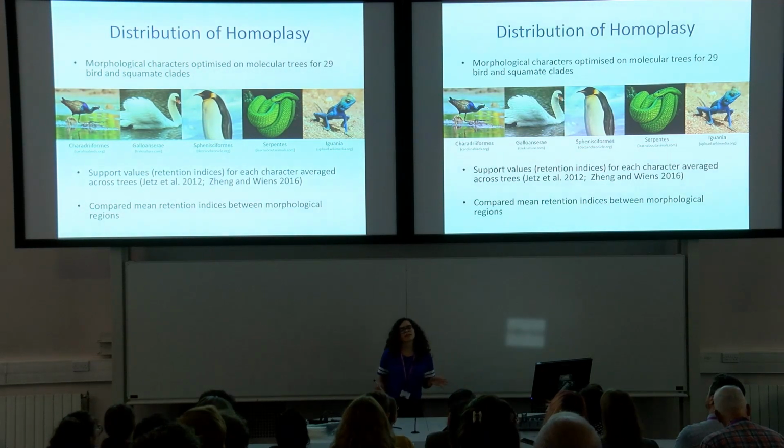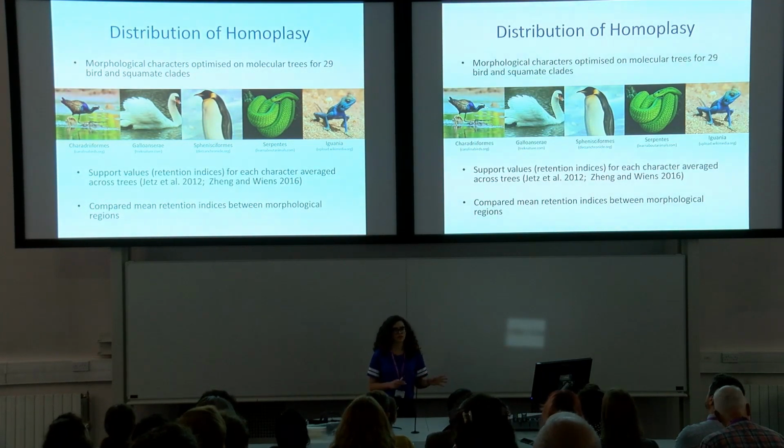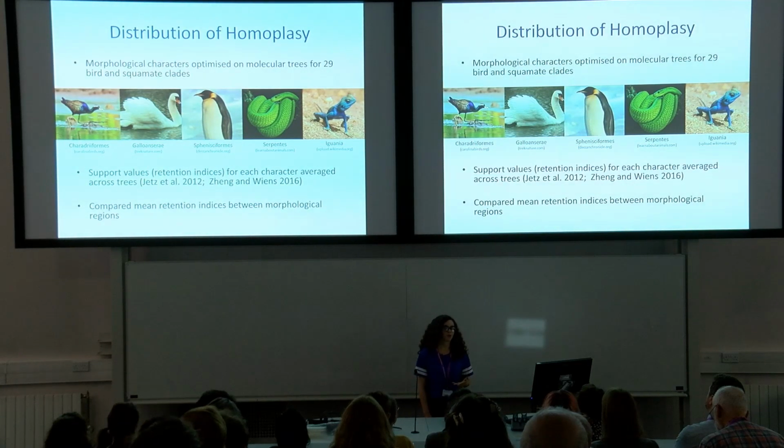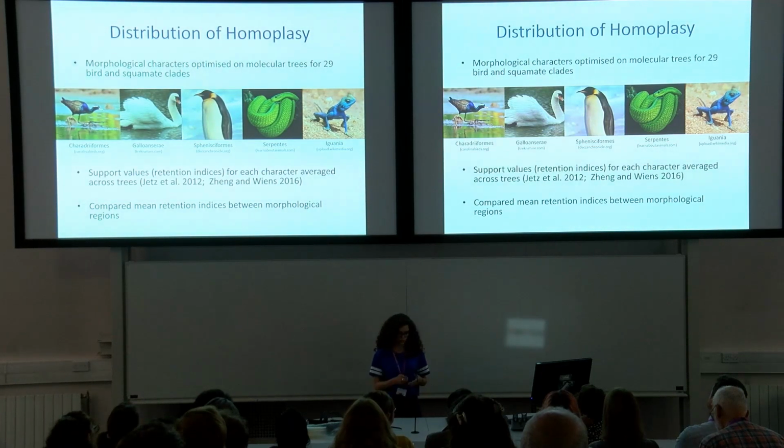I then split my data into partitions, firstly osteology and non-osteology or soft tissue characters, and then I split them into finer sub-partitions of cranial, postcranial, integument, myology, and plumage. And I then calculated and compared the mean and ensemble retention indices between these morphological regions.